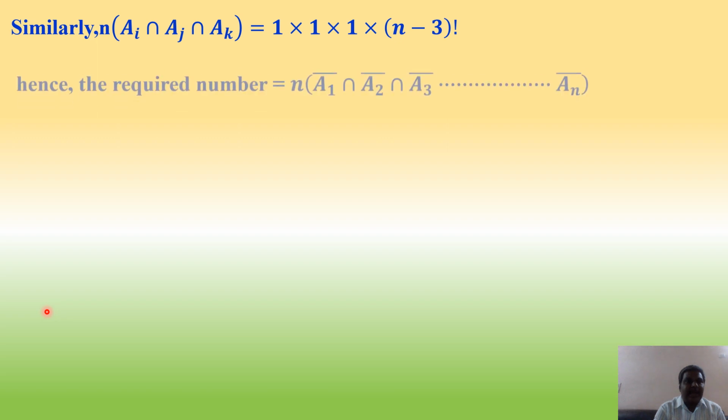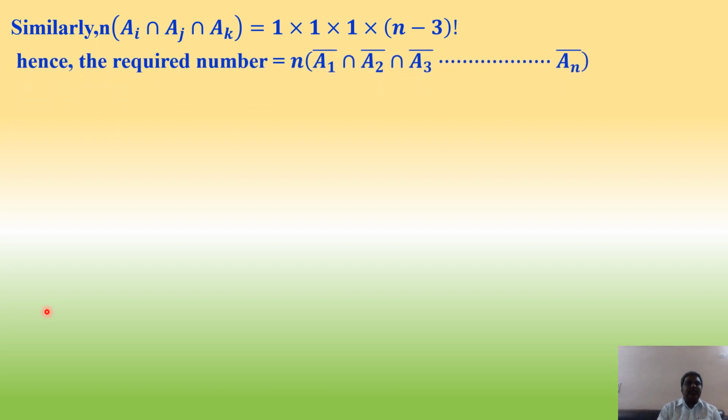So can I extend up to n or not? So n of Ai intersection Aj intersection and so on up to An is what? 1 into 1 into 1 and so on up to 1. That is nothing but 1. Keep it to one side. Now this is the important step.